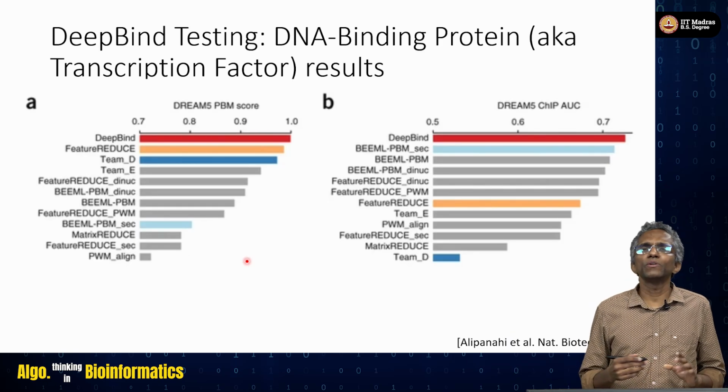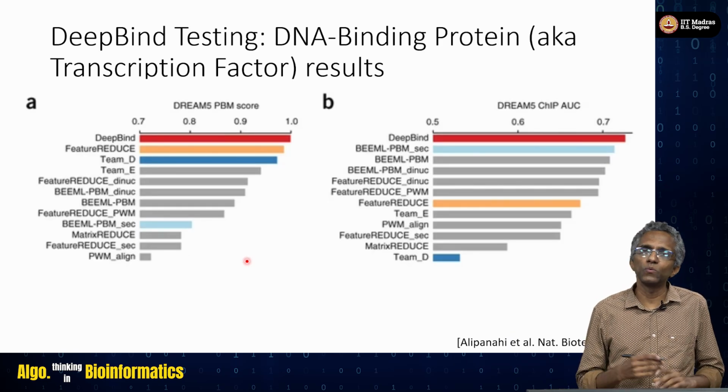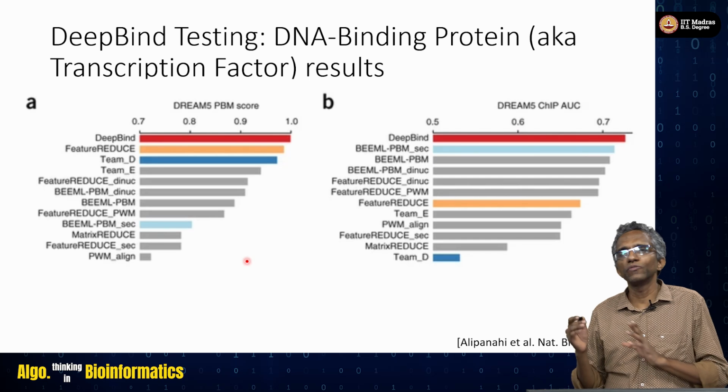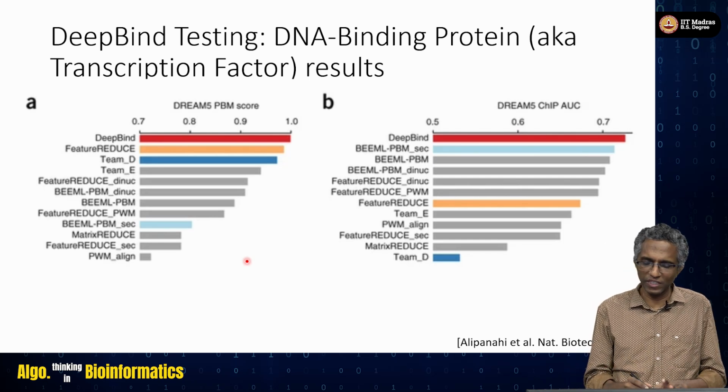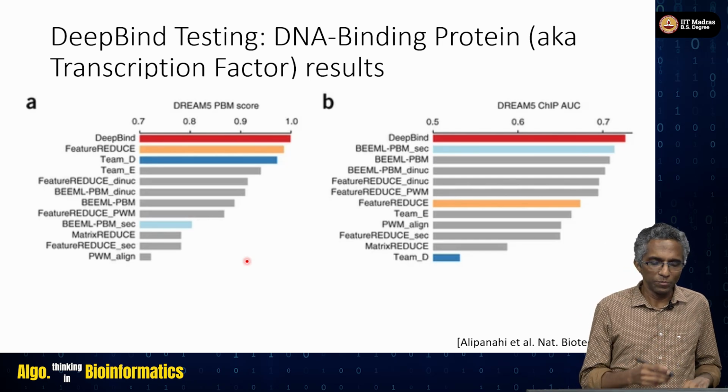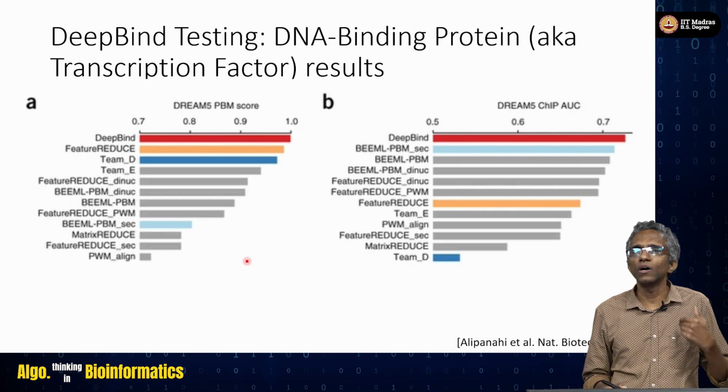First, we are going to look at only a brief set of testing results, one for DNA binding proteins and one for RNA binding proteins. That is only a subset of the results shown in the paper, but these are representative results that show how DeepBind is in fact better than state of the art.